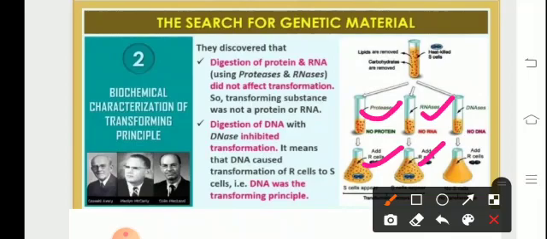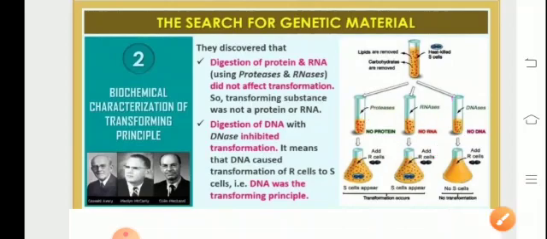Transformation occurred, thus proving that it is not the protein or the RNA which act as the genetic material, because the enzyme proteases broke down proteins, the enzyme RNases broke down RNA, and even after losing their structure, the transformation took place, the R cell became virulent, thus proving that protein and RNA are not the genetic material. But in the tube which contained the DNases, which broke down DNA, the genetic material, no transformation was observed.